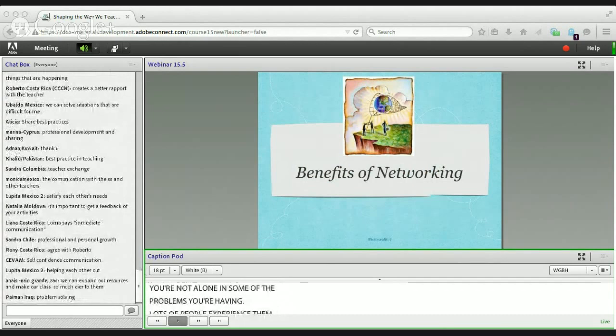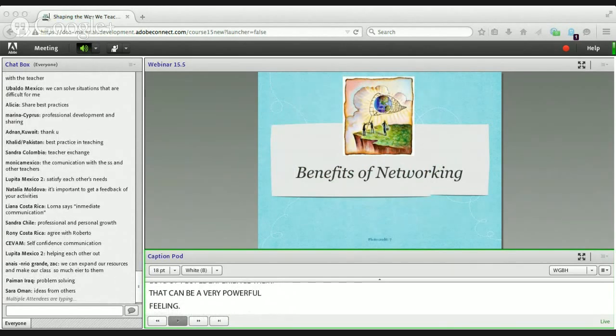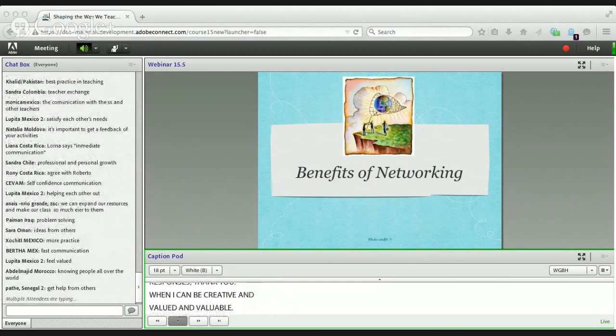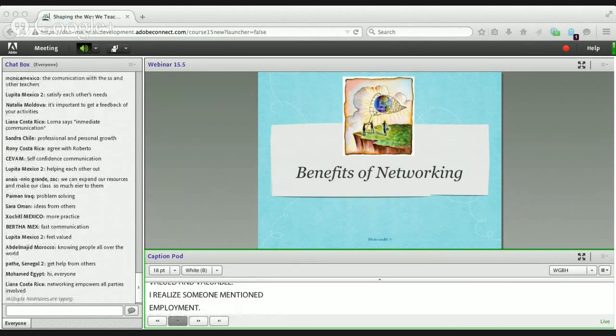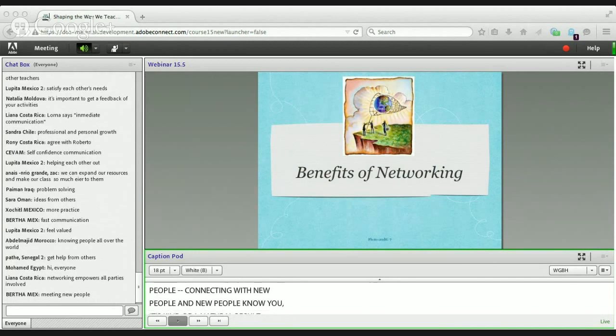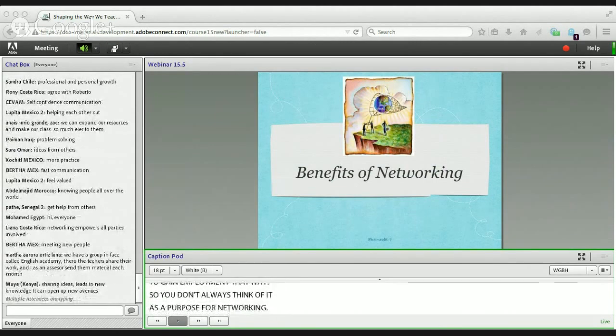powerful feeling. Okay, these are great responses. Thank you. I know for me personally, I feel the most valued and empowered at work when I'm able to connect with others and feel creative and validated and valued. I noticed that someone did mention employment. And I agree, finding employment can be what I consider a byproduct of networking. If you're connecting with new people and you know more people and more people know you, it's kind of a natural result, right, to find out about jobs or to gain employment that way. So I don't always think of it as a purpose for networking. It can be, but it's more of a byproduct, right? We do it for more of these intrinsic values that we have to be better, but it will just happen as a result.